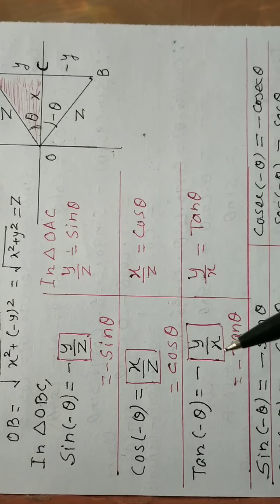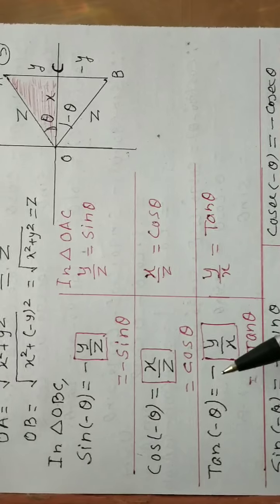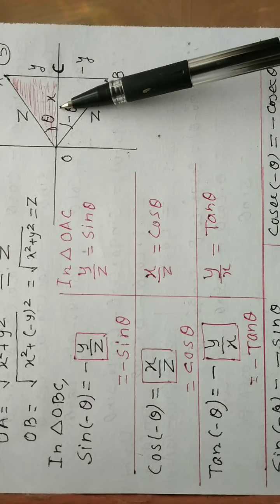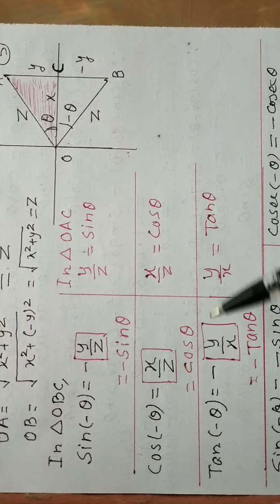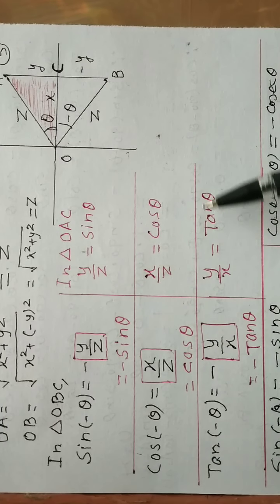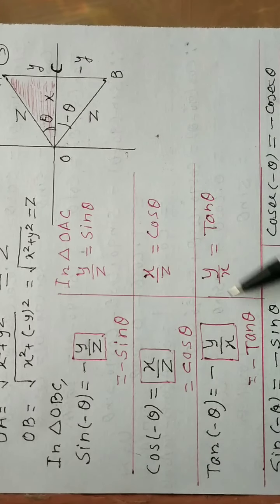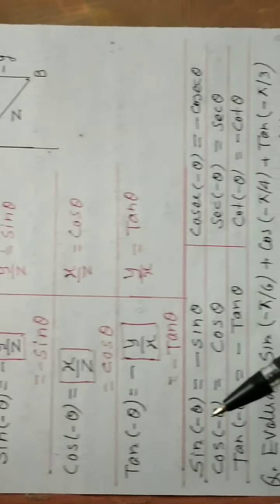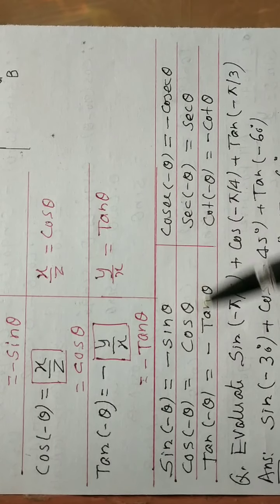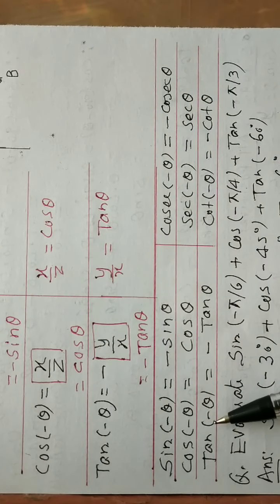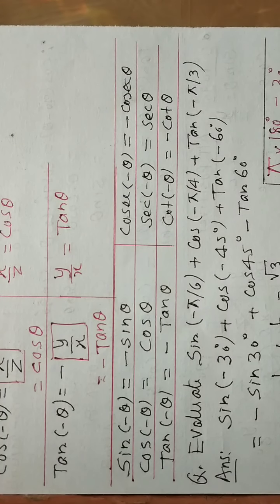Minus disappeared. Tan minus theta from this triangle is equal to minus y by x. Minus y by x from the upper triangle, minus is outside, y by x from the upper triangle is tan theta. So this is tan theta, so minus is outside. So we are getting this box. I have already discussed these six formulas. Now once more you have got the same. Now evaluate this.